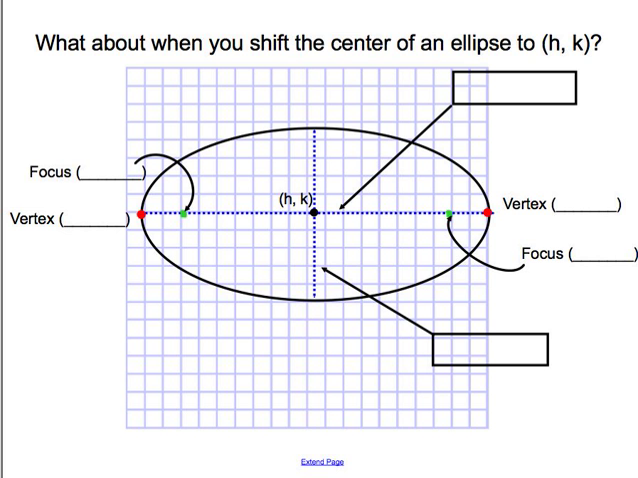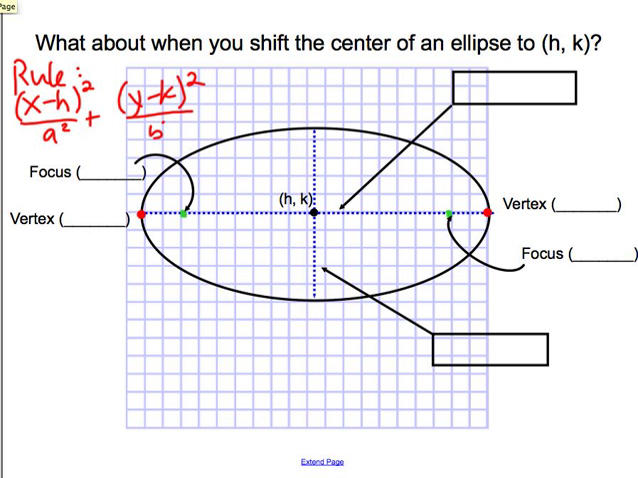So let's take a look at, first of all, what happens to the rule. So the first thing we want to understand is what happens to the rule. And here's what you want to write down for the rule. The rule of an ellipse that has been shifted is (x minus h) squared over a squared plus (y minus k) squared over b squared equals 1.